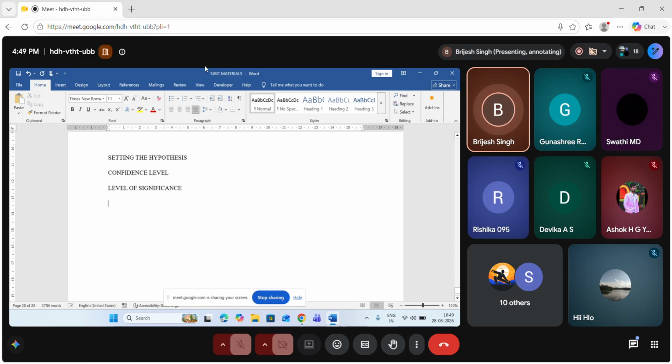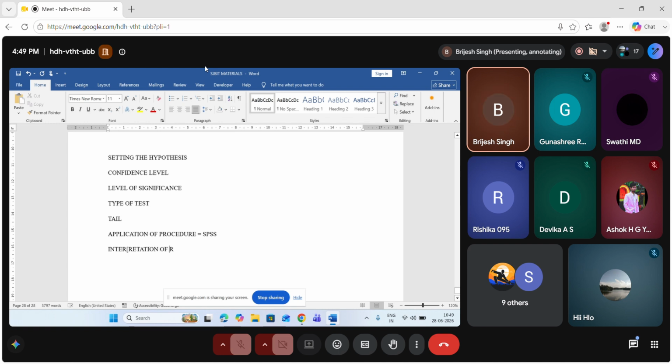After fixing the level of significance, the type of test. After identifying the type of test, the tail; you will be writing the tail also. Then application of formula. So here you will be writing application of process, or you can write it as procedure, which is nothing but the SPSS one. After that, interpretation of results.